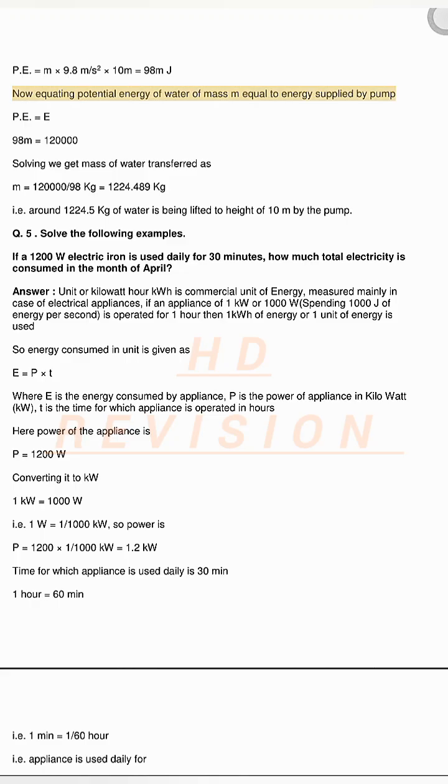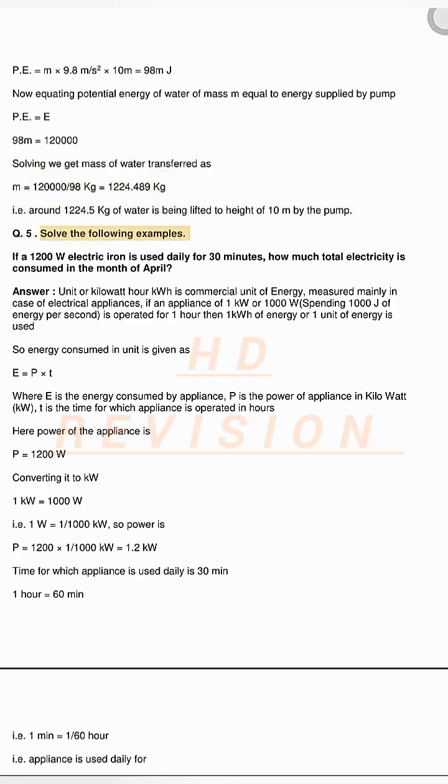Now equating the potential energy of water of mass m to the energy supplied by the pump: P equals E, 98m equals 120000. Solving, we get the mass of water transferred as m equals 120000/98 kilograms equals 1224.489 kilograms, i.e. around 1224.5 kilograms of water is being lifted to a height of 10 meters by the pump.